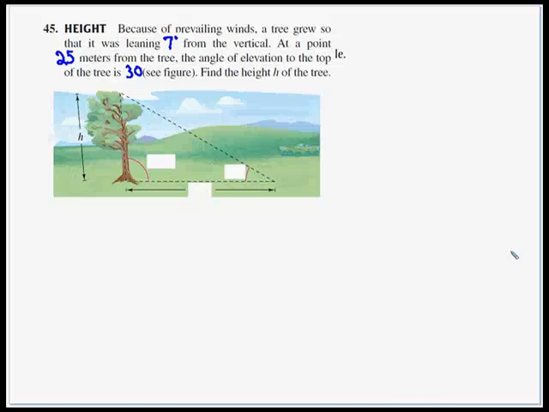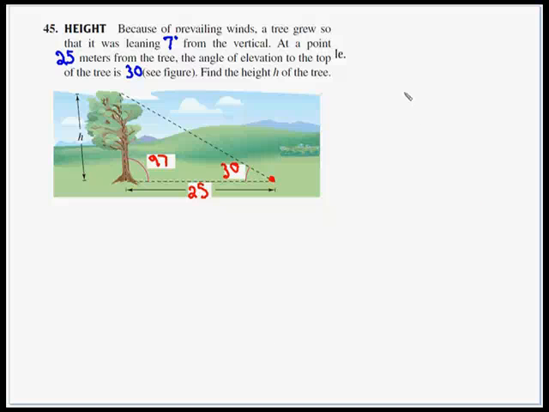So here in 45, a tree is growing so that it's leaning 7 degrees from vertical. Vertical would be 90 degrees, so this is a little more than 90 degrees. It's 97. A point 25 meters from the tree, so we're 25 meters away from the tree. At this point, we have an angle of elevation of 30 degrees.